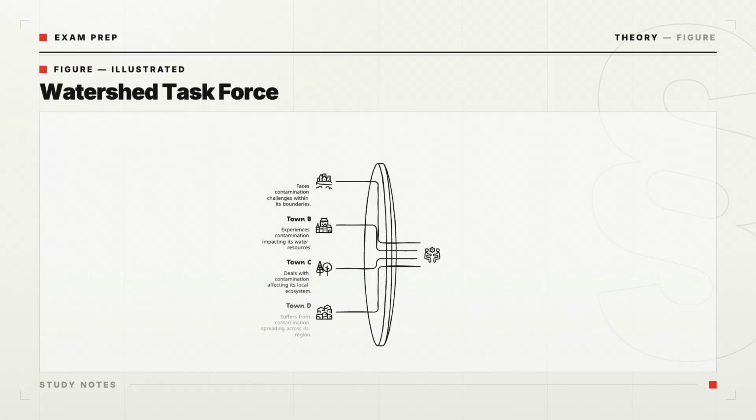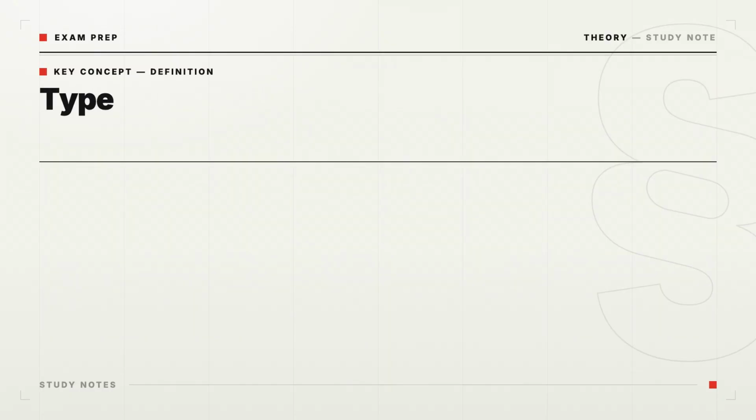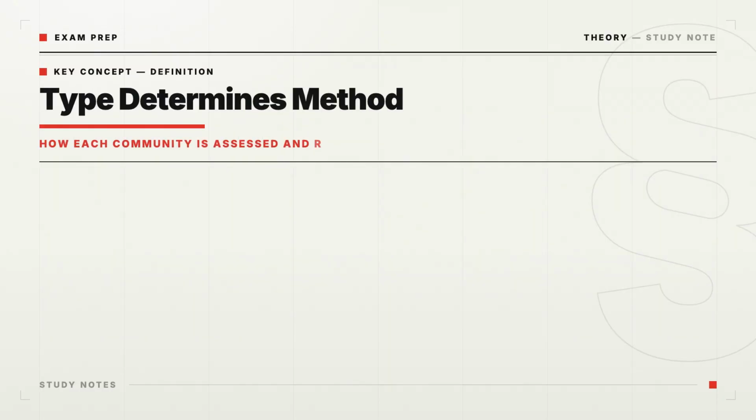The watershed is the classic case. Contamination doesn't stop at a town line, so the towns organize around the problem itself. The same pattern shows up with school districts tackling adolescent mental health, or counties coordinating an opioid response. The type changes the method.